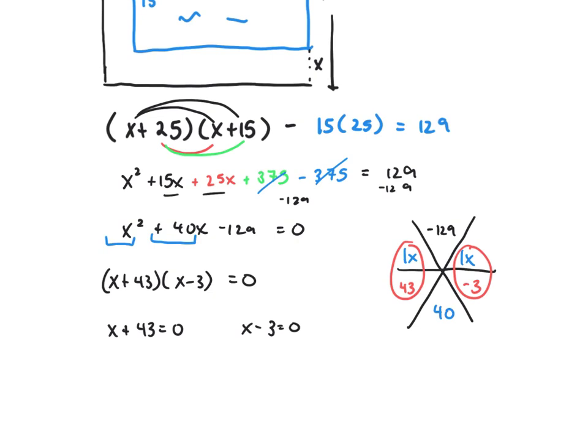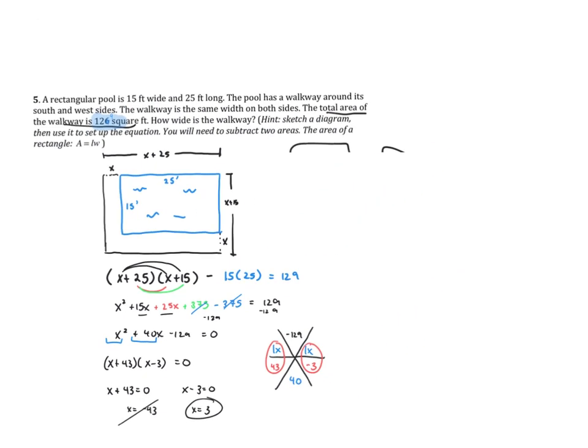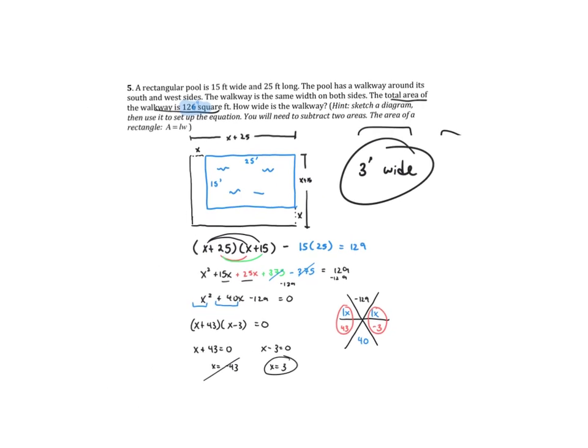So now, in the end here, we get an impractical solution, negative 43 feet. And over here, we have a practical answer, 3 feet. And there we go. Since this one's impractical, my answer to this is x. How wide is the walkway? 3 feet wide is the walkway. And there we go.